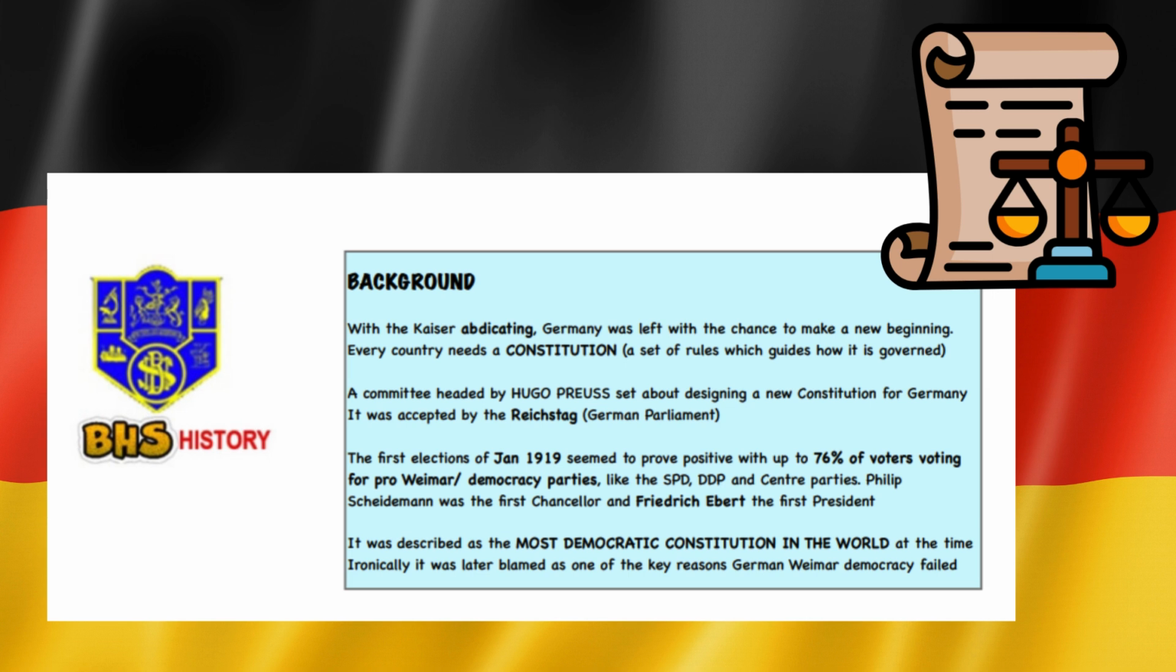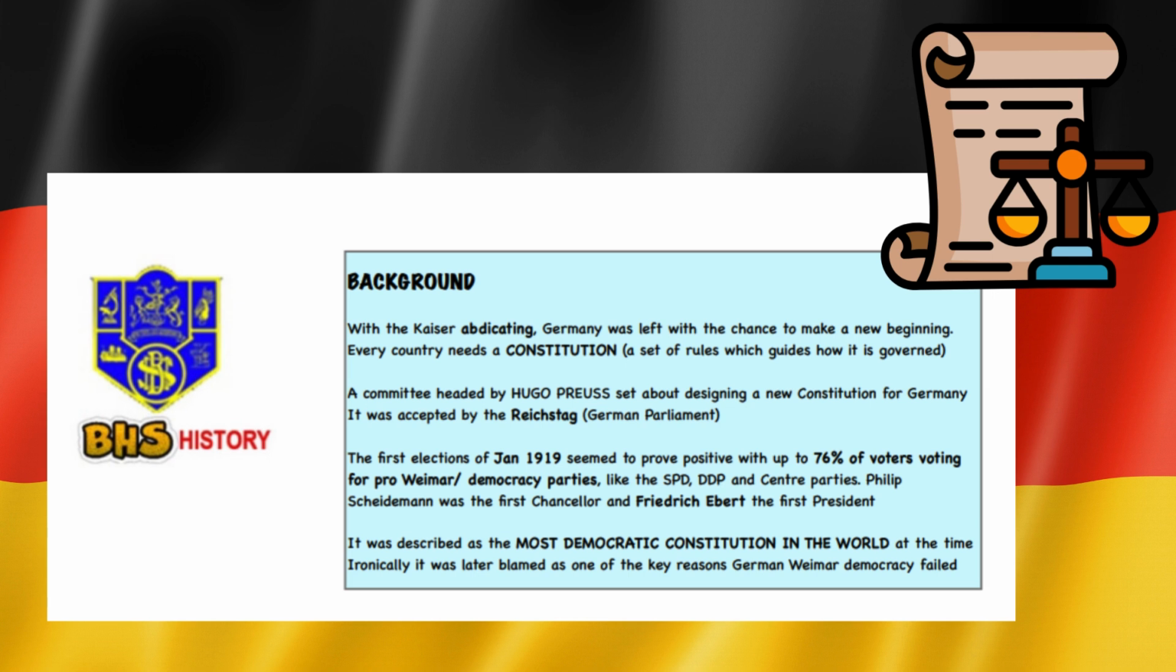Every country needs a constitution, a set of rules that guides how it's governed, and Germany was no different. A committee was set up by Hugo Preuss and it set about designing a new constitution for Germany. It was accepted by the Reichstag, the German parliament, and the first elections of January 1919 seemed to prove positive, with 76% of voters voting for pro-Weimar, pro-democracy parties like the SPD, the DDP, and centre parties.